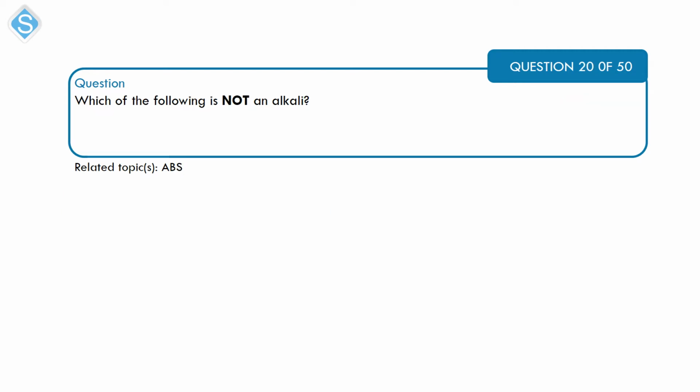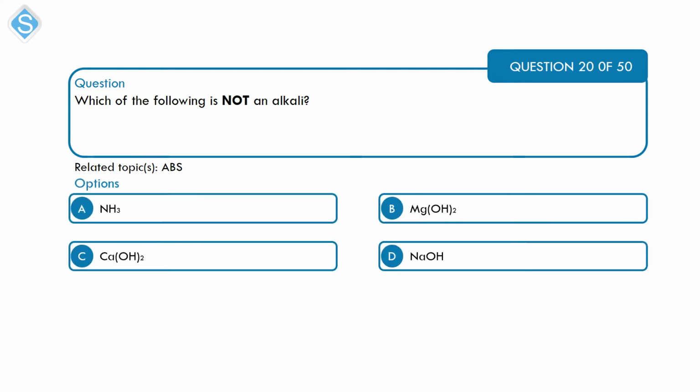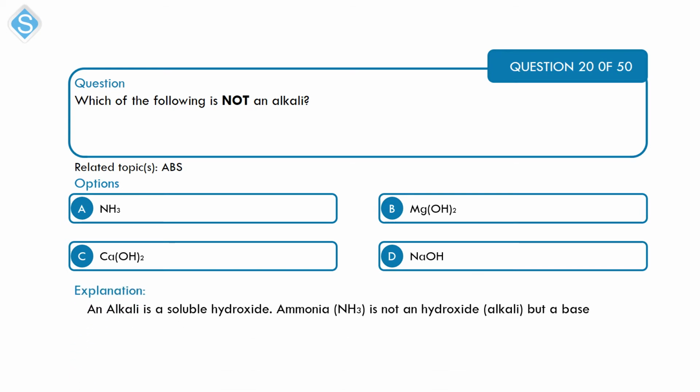Next is on acid, base, and salt. Which of the following is not an alkali? A. ammonia, B. magnesium hydroxide, C. calcium hydroxide, and D. sodium hydroxide. Yes, I guess you can easily tell here. The odd one out here is ammonia. Now, an alkali is a soluble hydroxide. Ammonia is a base, but not an alkali. So all alkalis are bases, but not all bases are alkalis.